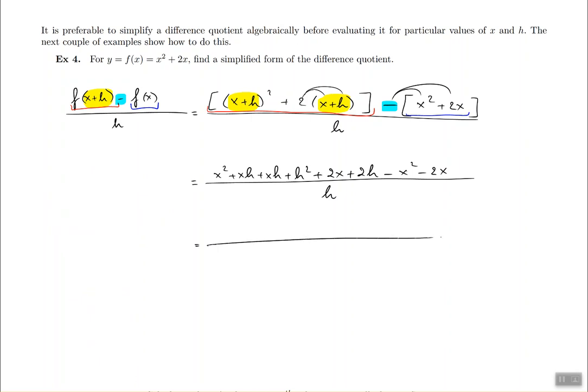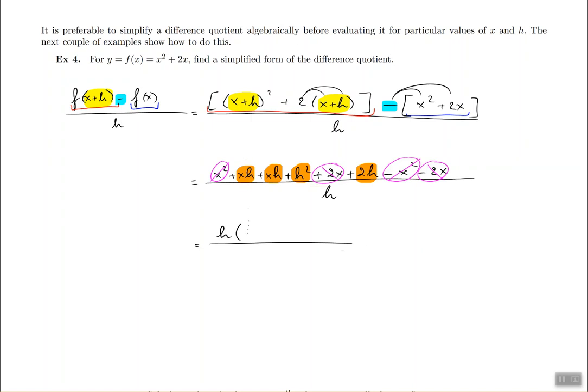So at this point, you should notice that some things in the numerator are similar to each other, so they can cancel out. For instance, the x squared minus x squared are going to disappear. Similar to that, the 2x and the negative 2x are going to cancel each other out. The things that are left in the problem all have an h in them. So if you look carefully, xh, xh, h squared, 2h. They all have h. So we're going to factor the h out. And what are we left with? Let's put what's left over inside the parentheses.